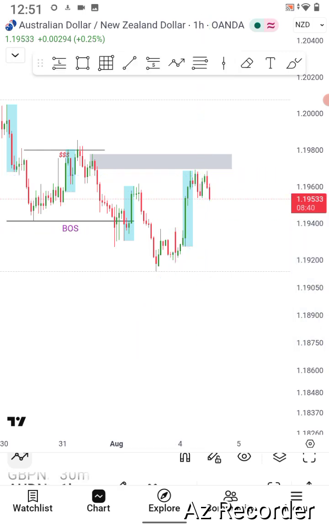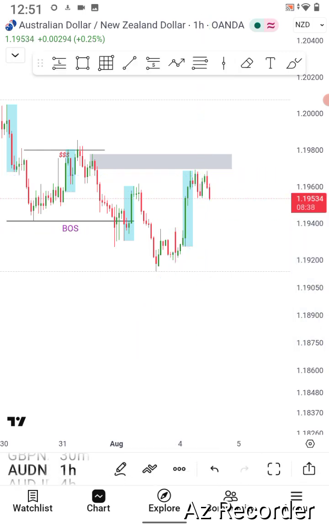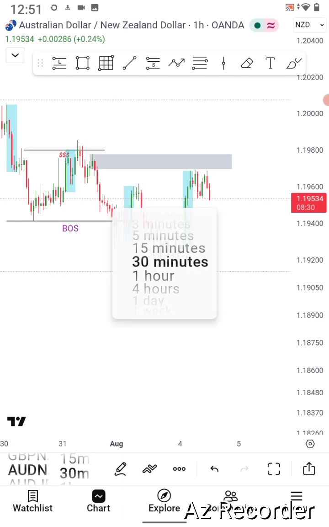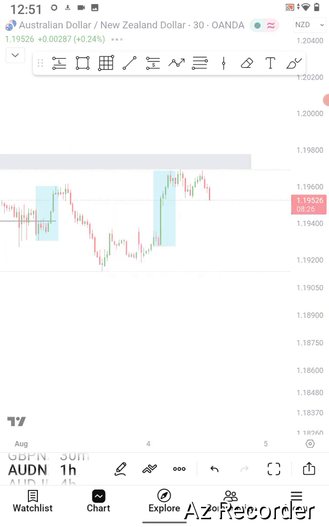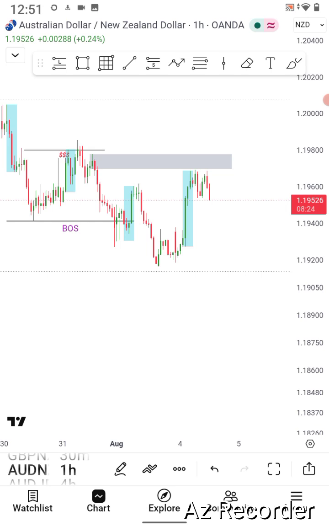Now, I marked that 1 hour order block. So I've seen three things: external liquidity sweep, break of structure, and then an order block. So I marked the order block. Now, looking at the order block, there's inducement already for me. Look at it.